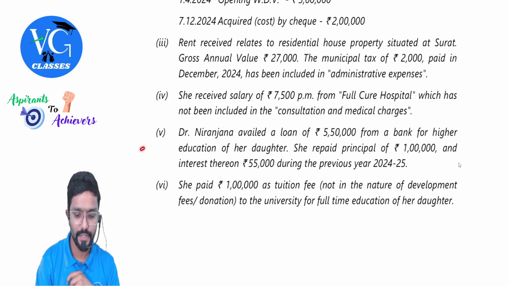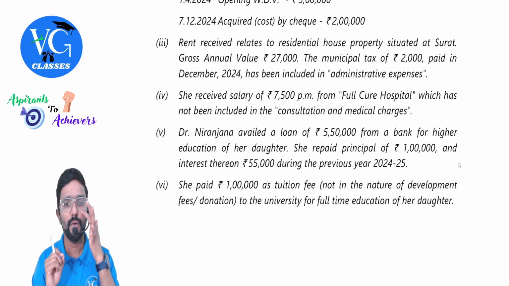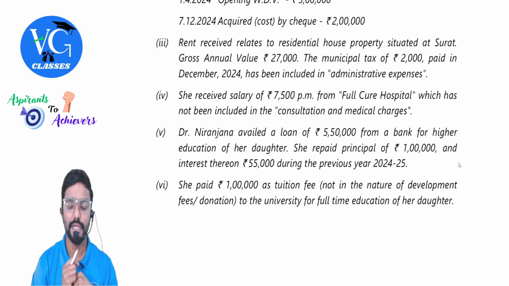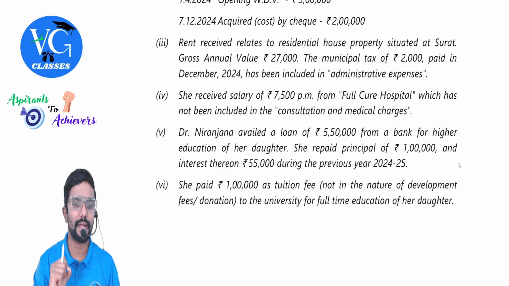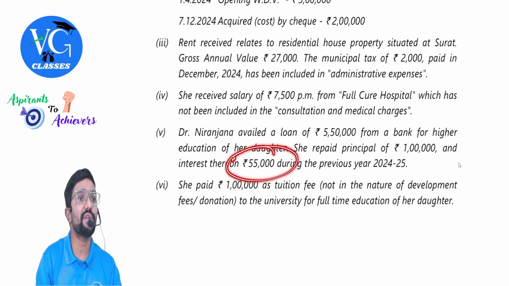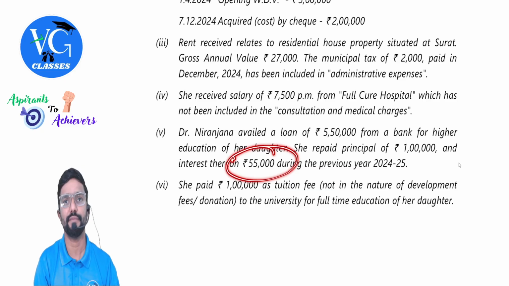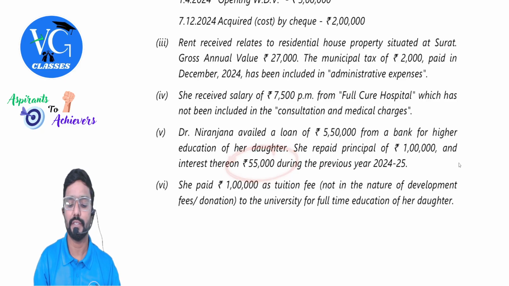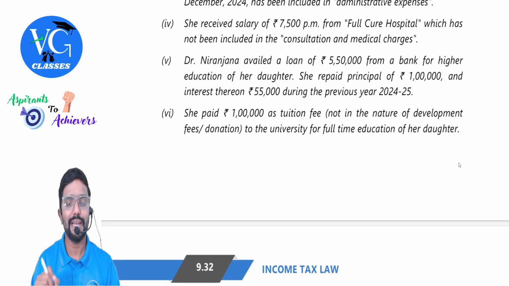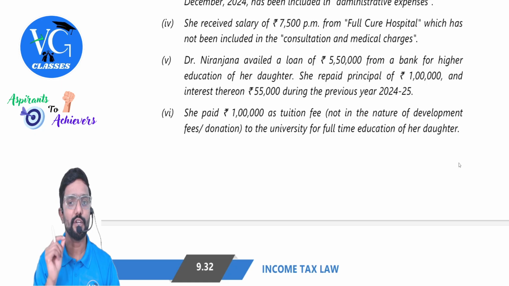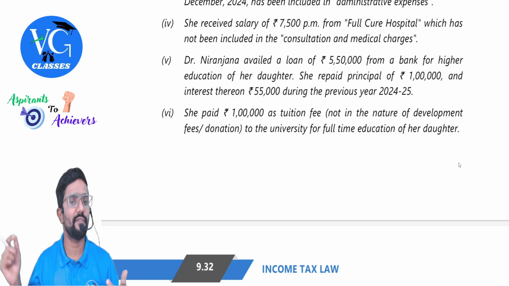Next, Dr. Niranjana availed a loan of 5,50,000 from a bank for higher education of her daughter. She repaid principal of 1 lakh and interest thereon of 55,000 during the previous year. Interest on education loan is allowed as deduction under section 80E, E for education. Sir, what about principal? No deduction. She paid 1 lakh as tuition fee, not in the nature of development fee or donation, to the university for full-time education of her daughter.